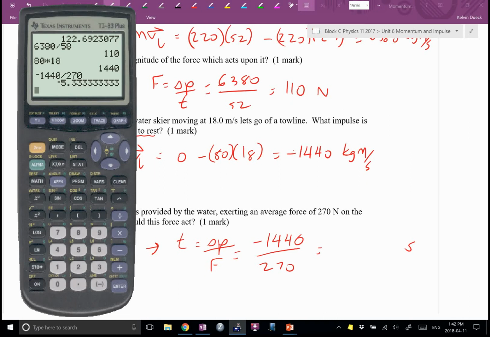Why do I get a negative time here? What subtle error have I made? Oh, yeah, because the force is in the same direction as the impulse. I should have made the force negative.